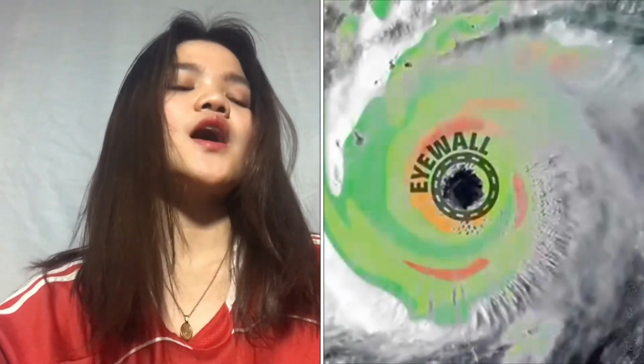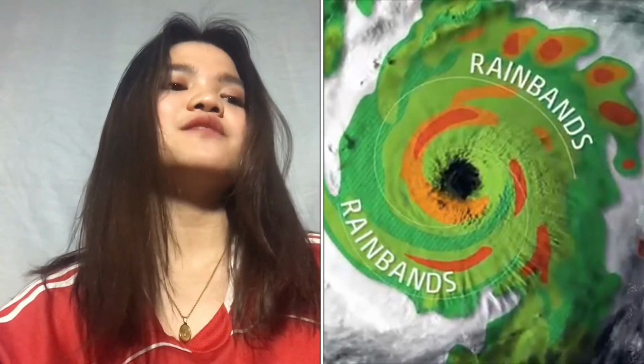And connecting to the eye wall are the spiral rain bands that can extend for hundreds of miles from the storm center. Oftentimes, these bands are associated with heavy rains and are known to produce tornadoes as they move ashore.